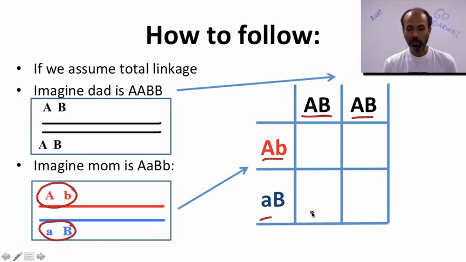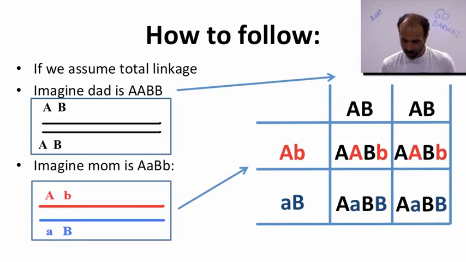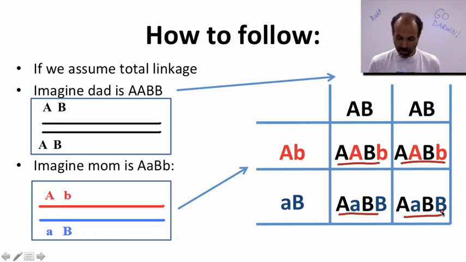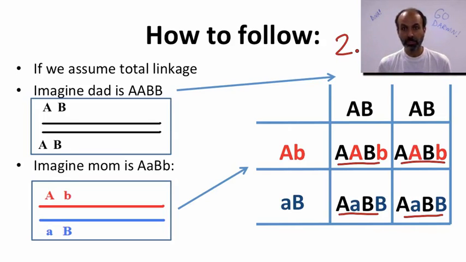So what kind of offspring can we see? Well, we can have big A, big B, little b, which is the same over here. Or we can have big A, little a, big B, big B. So in this case, there's only two possible forms that you can get out of this. There's only two possible offspring if you have total linkage in this case, right?